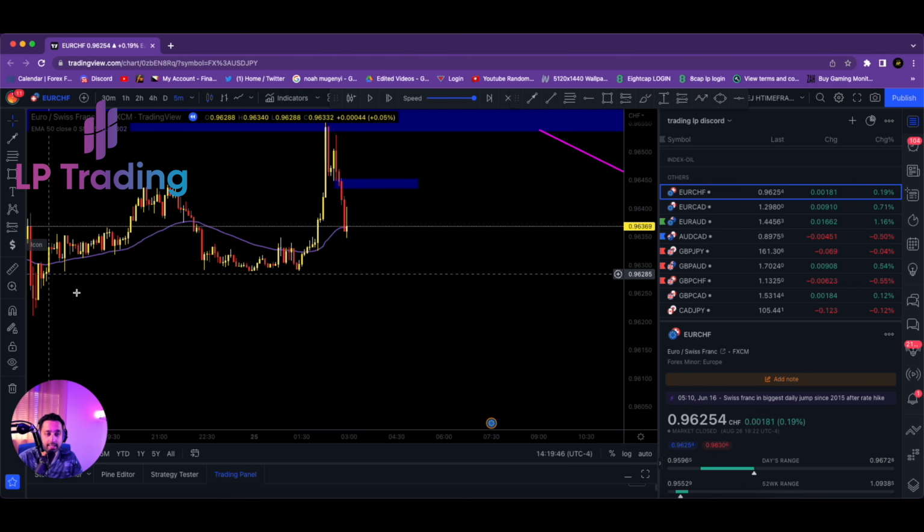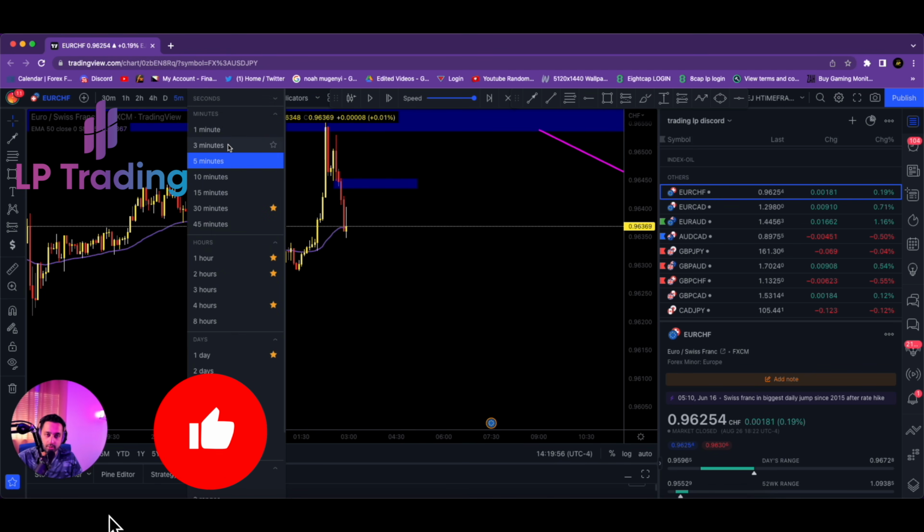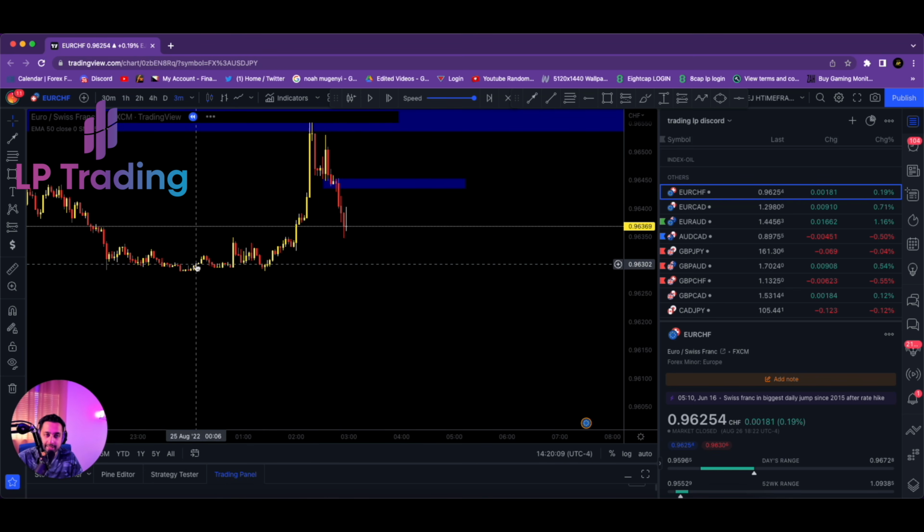If you cannot identify something on the 5-minute, the best trick I use is to just go to the 3-minute. I don't go lower. Sometimes I'll go to the 1-minute, but we're just going one step lower every now and then. The entry's still going to be off the 5-minute, but for the zone, if you really feel that this move is going to happen in your direction, try the 3-minute and see if there's anything there.